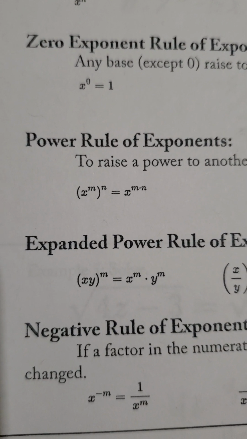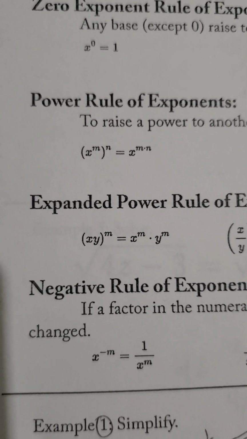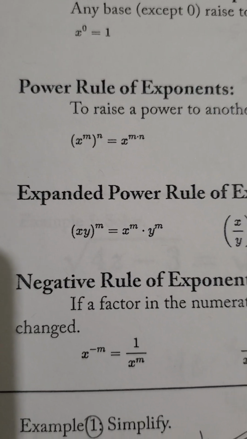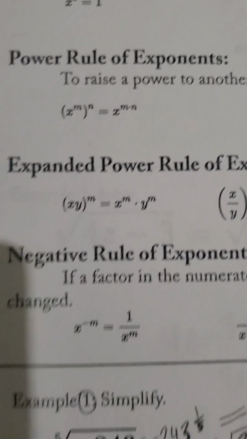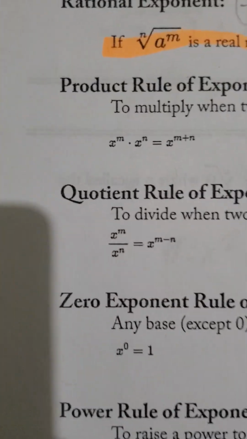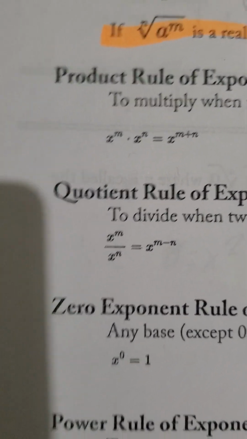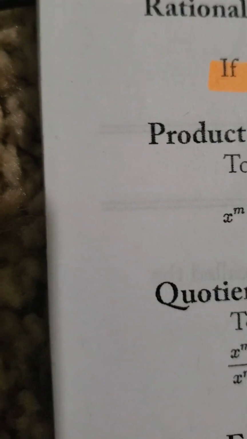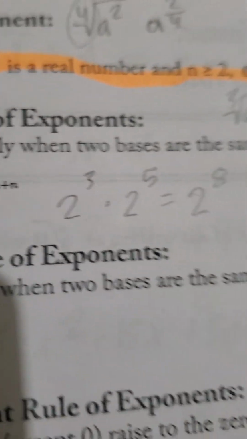x to the 0 is 1. x to the m, to the n, is just x to the m times n. xy to the m power is just x to the m power times y to the m power. You're going to need to know all of this. These are sort of givens if you don't know what they are. Let's say we have x to the m times x to the n. I'll actually write examples for all of these. This is basically what it means.